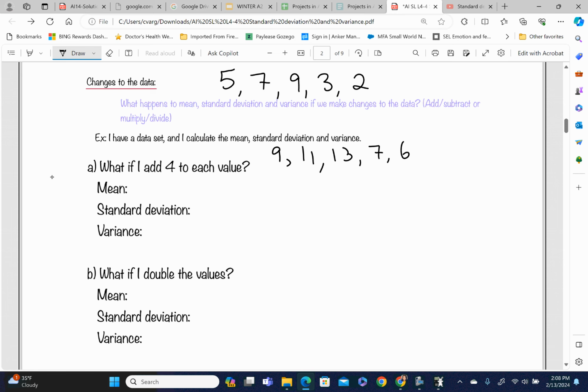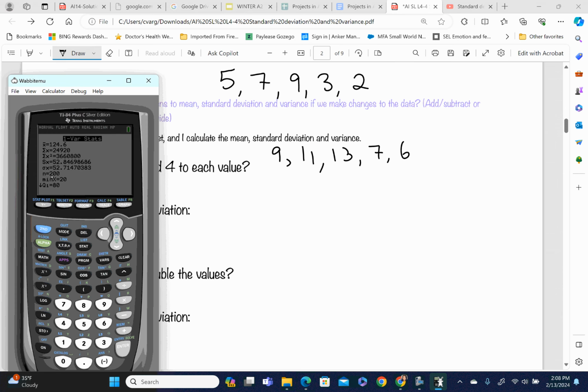So let's go ahead and figure this out. To find my mean and standard deviation, I'm going to take my calculator and clear it. So second plus 7, 1, 2. Let's clear that. And then I'm going to hit stat and put my numbers in. So go to edit, and I'm going to put my numbers 5, 7, 9, 3, 2, and let my calculator do its job. So hit stat again, go over to calc. It's always 1-Var Stats. There's no frequency, so I just literally hit enter, and it gives us the information.